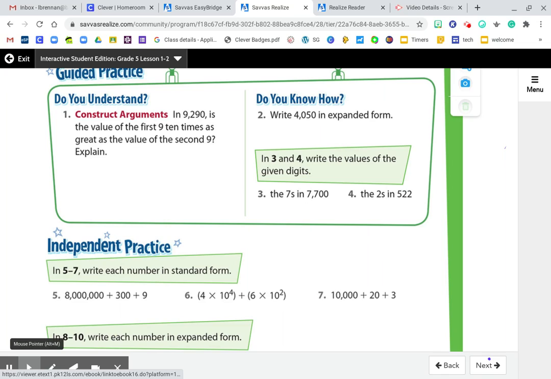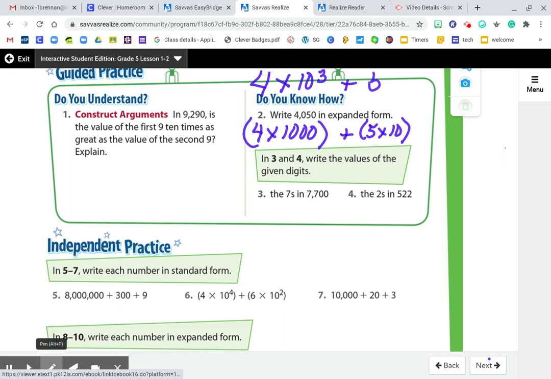And number 2, write in expanded form. And we are going to pull out the exponents. And so 4,000 is written 4 times 1,000. And we're going to say 5 times 10. And if I'm going to write that using exponents, I would write 4 times 10 to the third plus 5 times 10 to the first power.